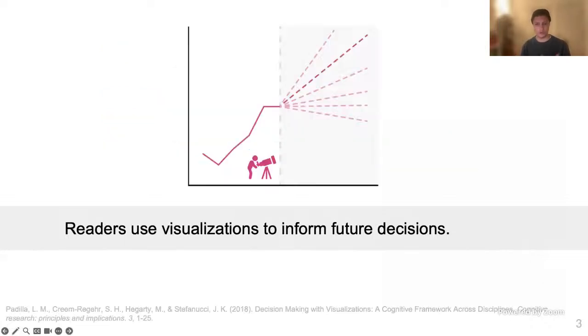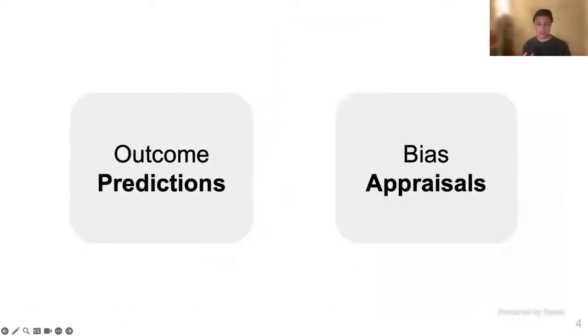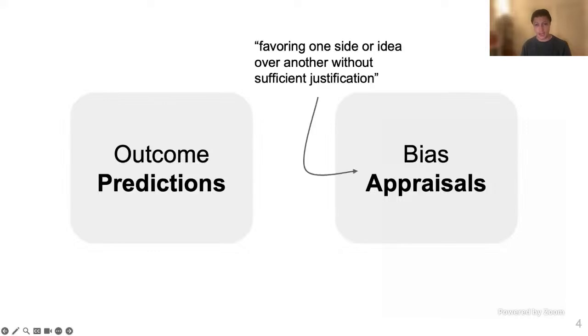Readers also do more with visualizations than just make conclusions. They use data to make decisions and predictions about future data states. So in this study, we were specifically interested in the effect of text on predictions a reader would make about the future state of the data and the appraisal of the possible bias from the visualization creator. In this context, we're defining bias as favoring one side or idea without sufficient justification.